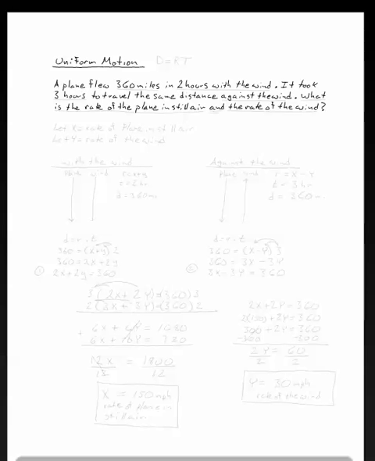So before we can do anything, we have to assign variables to what we're looking for. So it says, what is the rate of the plane in still air and the rate of the wind? So that's what we're looking for. So let x equal the rate of the plane in still air, and then we'll let y equal the rate of the wind.